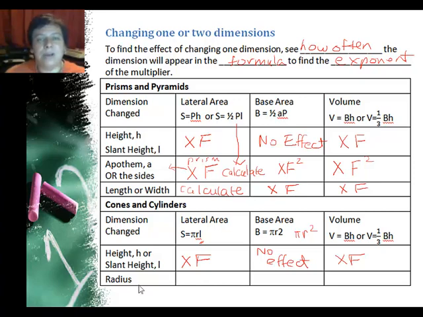For lateral area, if I increase the radius, so instead of a 4 radius now, it's a 5 radius or an 8 radius, that does affect the radius right away.